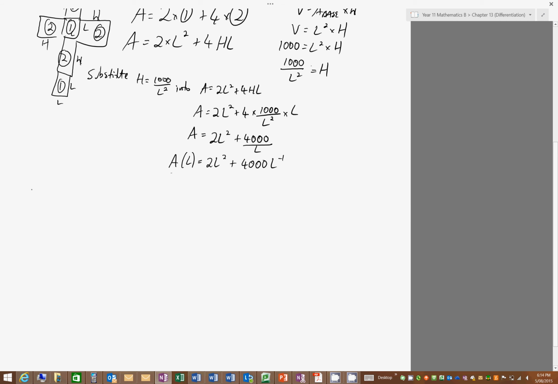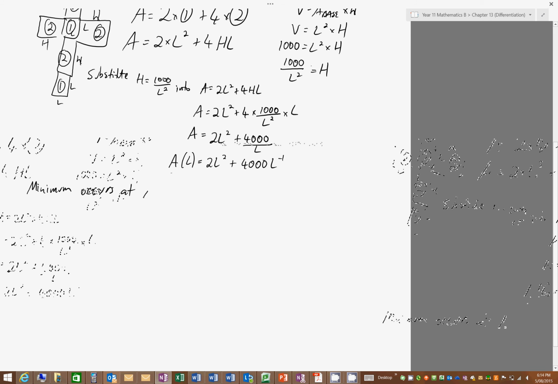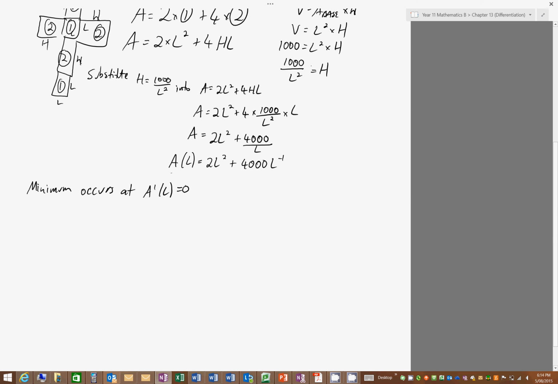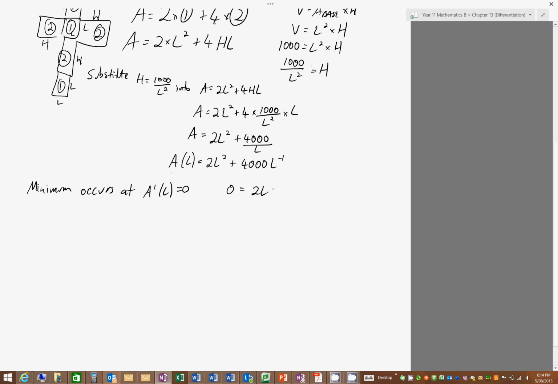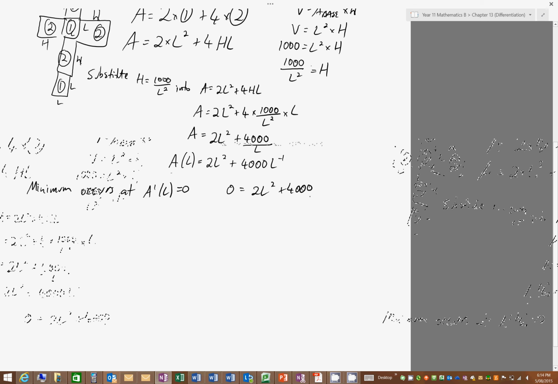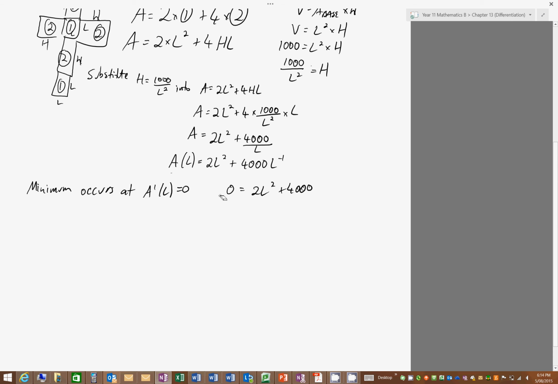Try and minimize the surface area. Minimum occurs at A dash of L equals 0. Okay, the derivative of 0. So I'll put a 0 in here, 2L squared plus 4000. My mistake here, I haven't differentiated yet. Okay, I was setting A of L equals 0. I need to differentiate it first. Common error.